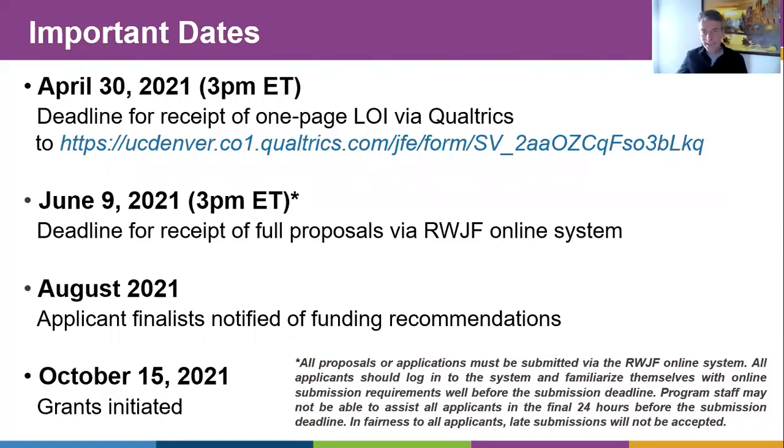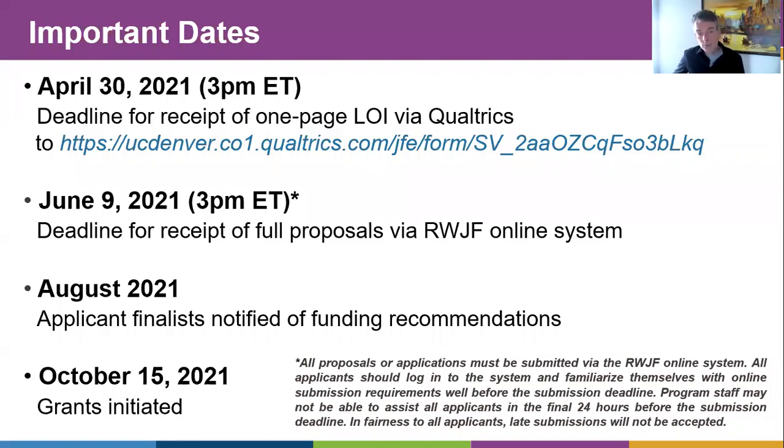Okay, just a reminder of some key dates. April 30th is when we're asking for the one-page letters of intent to be submitted to us via our Qualtrics link. Again, not required, not binding, but strongly recommended, because it will help to make sure we've got the right reviewers in place to review those applications. Deadline for full proposals, June 9th, 3 p.m. Eastern time. Remember, Eastern time, and again, try to get your materials submitted in advance of that deadline. Don't wait till the last minute.